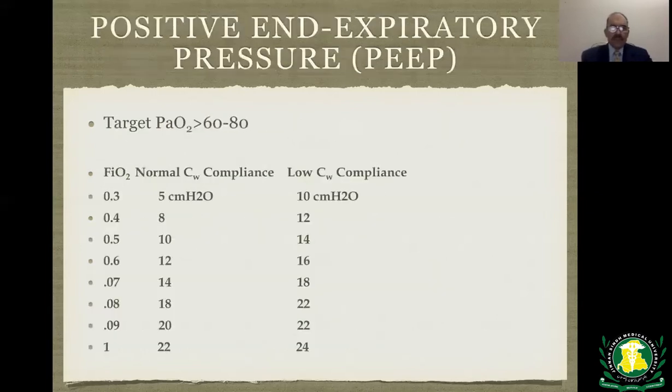The relationship between FiO2 and compliance. If the compliance is normal, we generally use lower PEEP. For example, FiO2 of 30%, PEEP of 5; 40%, PEEP of 8; and FiO2 50%, PEEP of 10, and so on. In case of low compliance, we need to have higher PEEP in order to keep alveoli open, and the ratio of FiO2 to PEEP is, if it's FiO2 30%, PEEP of 10; 40%, 12; and 50%, 14, and so on.